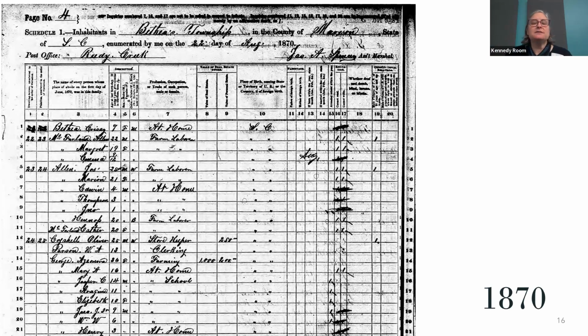The place of birth. And they really mean the state or country. And if the father or mother were foreign born, if they were born within that year, what month? And if they married within that year, what month? And then whether they attended school within the year, who cannot read, cannot write. Again, whether they are deaf and dumb, blind, insane, idiotic, pauper, or convict.